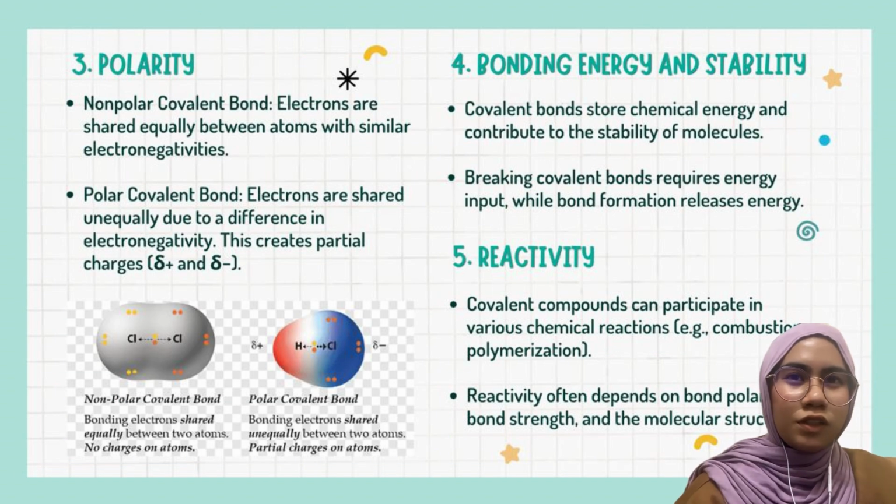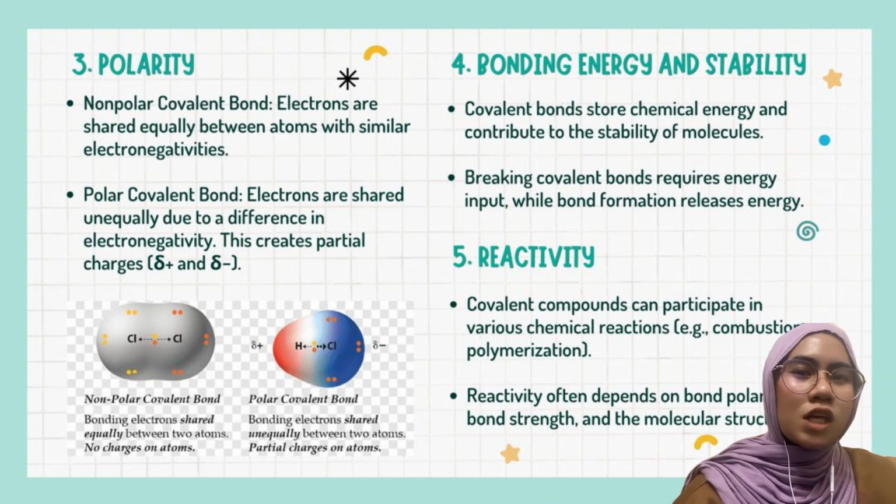The third characteristic is polarity. There are 2 types of polarity. The first one is non-polar covalent bonds. Electrons are shared equally between atoms with similar electronegativities. The second one is polar covalent bonds. Electrons are shared unequally due to a difference in electronegativities. This creates partial charges, negative and positive.